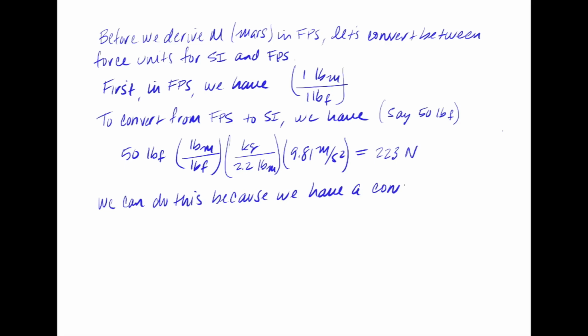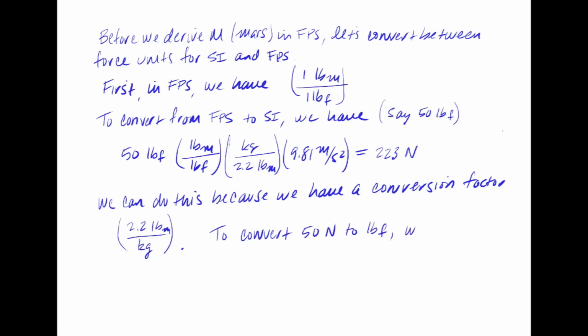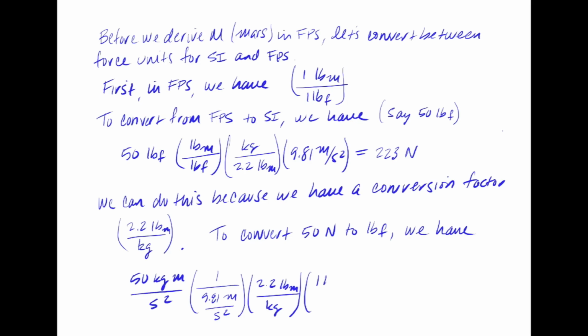So we can do that because we have this conversion factor: the 2.2 pounds mass per kilogram. Then to convert from newtons to pounds, we just take newtons and divide by acceleration of gravity, the 9.81 meters per second squared. So that gives us kilograms. Then we convert the kilograms to pounds mass, and then the pounds mass to pounds force. So that's really simple.